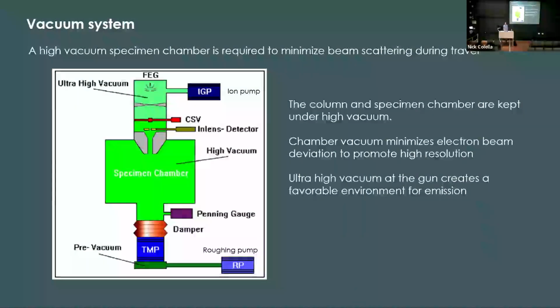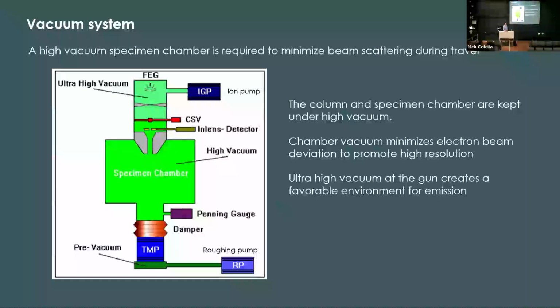Most of the time we're doing this in an environment that's under vacuum, right? So the electron column is under high vacuum. The specimen chamber is under high vacuum. And we're doing that because in the vacuum, the electrons can travel on a straight path with fewer deviations, right? So it's much easier to focus to a sharp point and do high resolution imaging when we're working in high vacuum.